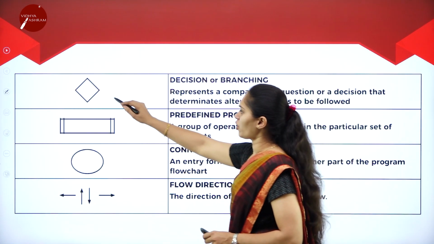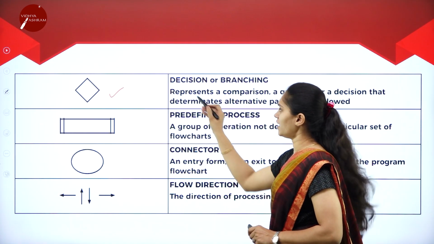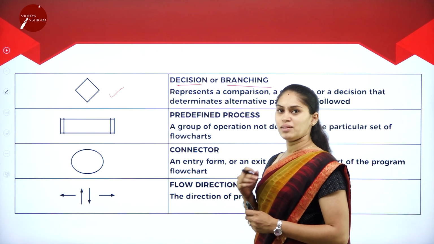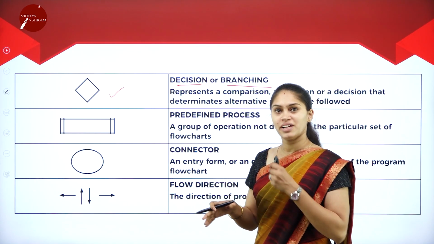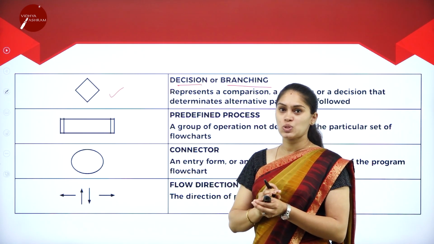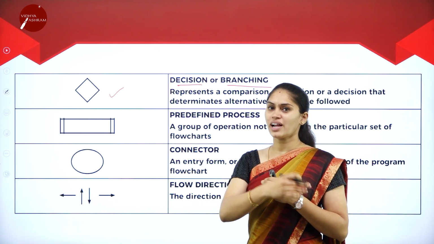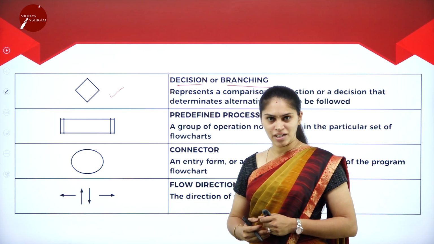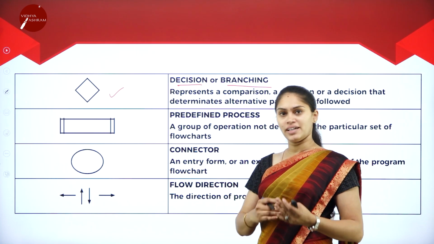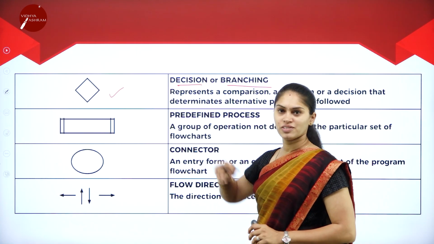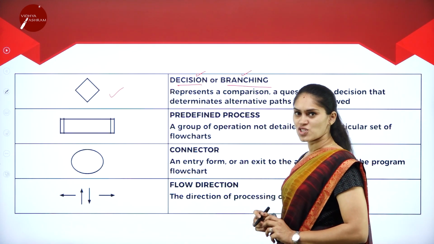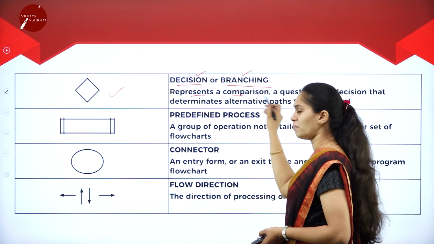So next we have the rhombus. That is mainly used for decision or branching. As I discussed, there could be more than one solution for a single problem. That means there will be more than one kind of solution for each type of problem. So then how do we define that branching, how do we define the alternatives? That is with the help of this rhombus symbol, which is mainly used for decision or branching. So this represents a comparison.